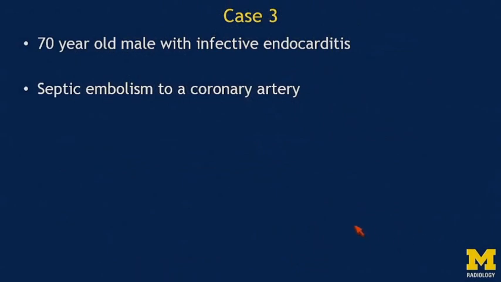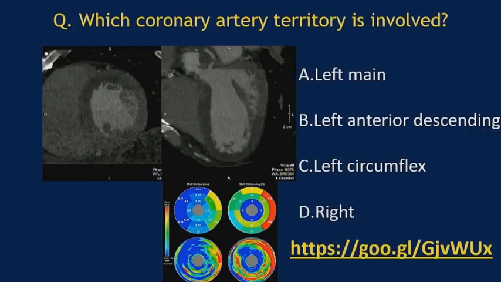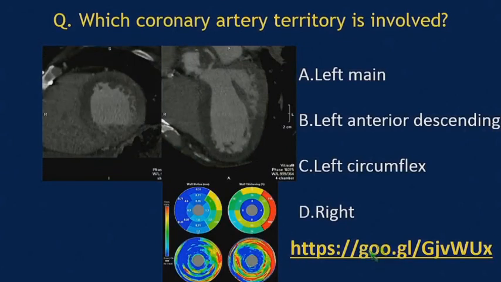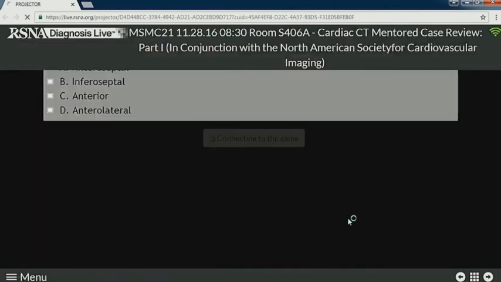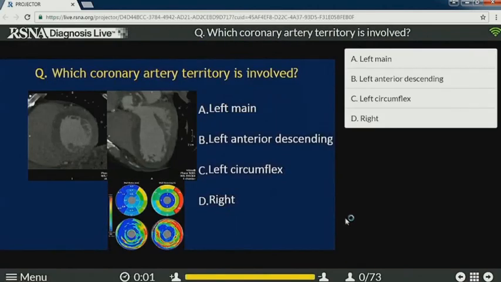Now here is the case. This is a patient who had infective endocarditis, had a septic embolism to a coronary artery, very rocky course. During his hospital course, he had this massive infarct. And here are the images. So again, if you could please use your audience response questions to answer this. Hopefully we should be able to see the, great.